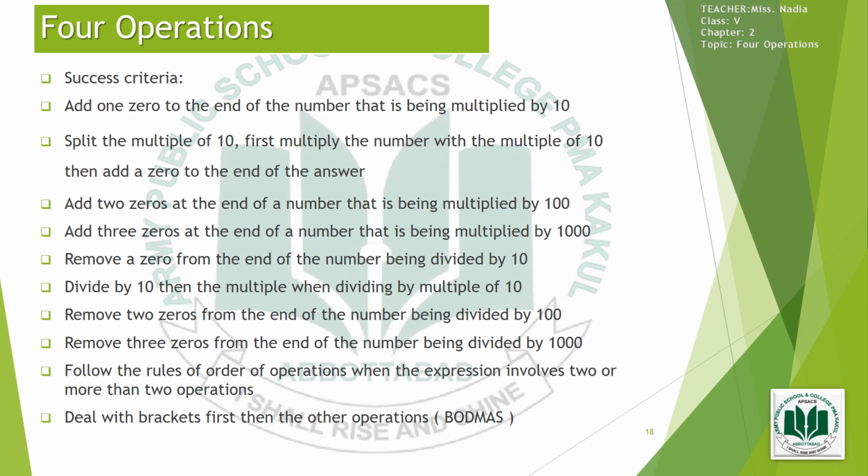Remove a 0 from the end of a number being divided by 10, and divide by 10, then the multiple, when dividing by multiples of 10. That is, do division in 2 steps. And do operations from left to right when the expression involves only addition and subtraction. Also do the operations from left to right when the expression involves only multiplication and division.